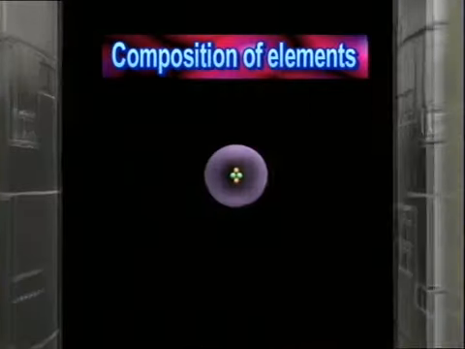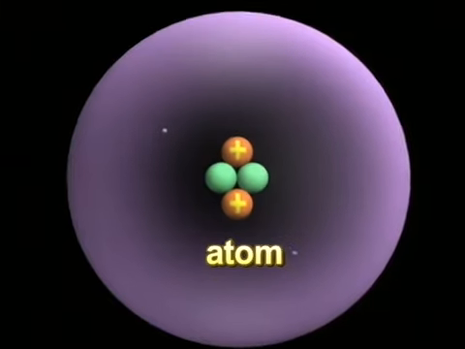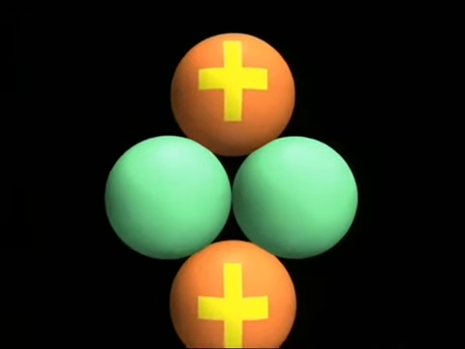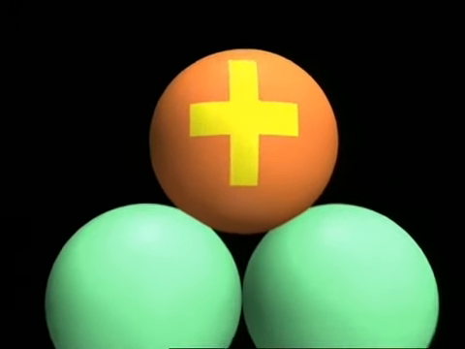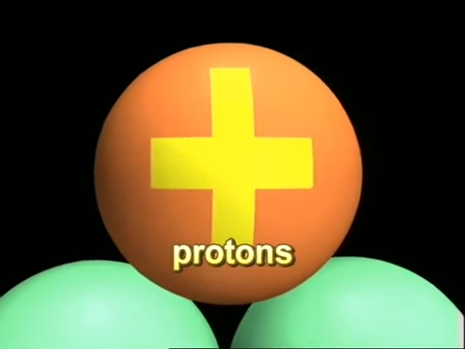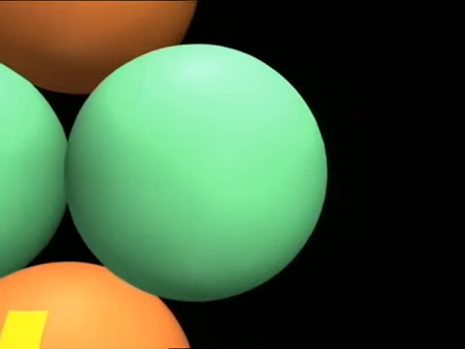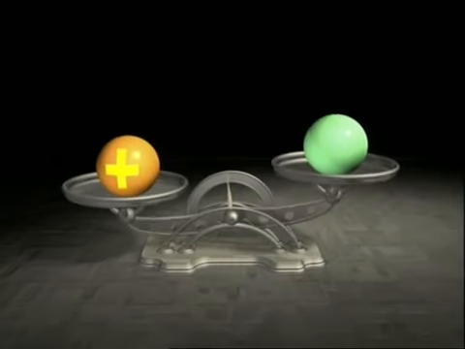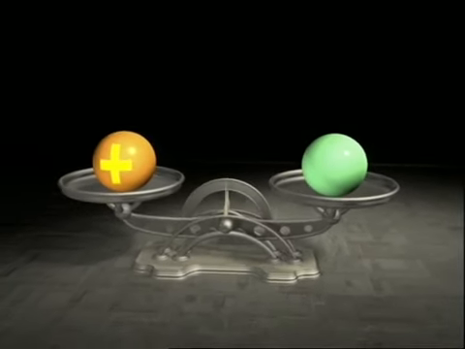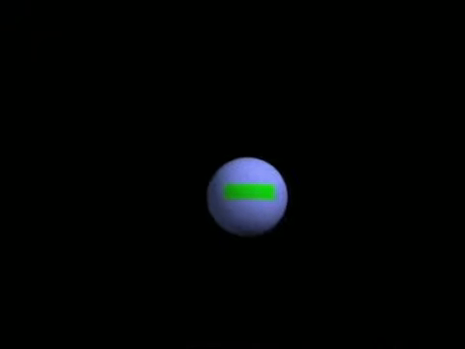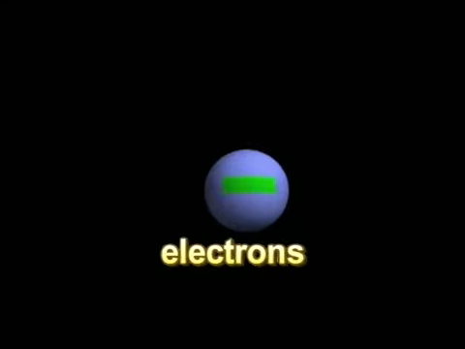Elements are made up of atoms. At the center of all atoms is a nucleus. A nucleus is usually composed of two types of smaller particles. One is positively charged particle called protons. The other is non-charged particle called neutrons. Protons and neutrons are similar in size and weight. On the outer layer of an atom are some very small negatively charged particles called electrons.